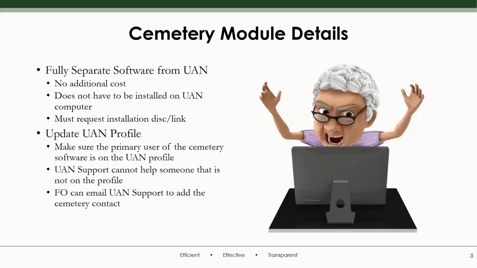Within that email or phone call, if it's not you, the fiscal officer, who is handling cemetery duties, make sure to pass along the contact information for whoever is handling the cemetery software. Reason being, if they need to call into our support line or email us, we're not able to help if they're not listed on our UAN profile. So make sure to include that if you have a dedicated cemetery sexton or anyone who handles cemetery specifically. That way we can get them added to the UAN profile so that they can call in and receive assistance.